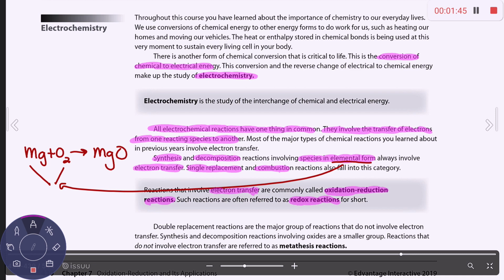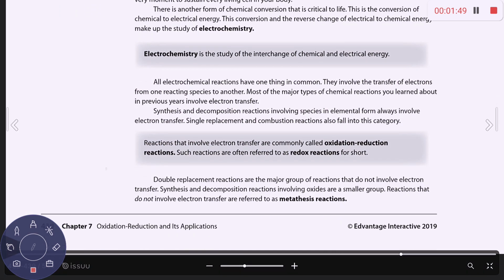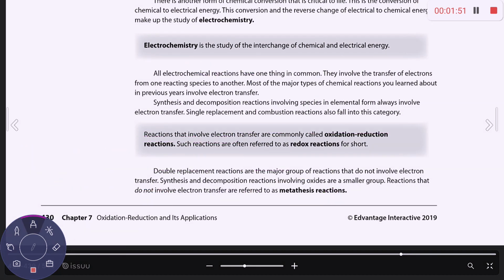Let's talk about double replacement reactions. So double replacement reactions do not involve electron transfer. Also, if you've got synthesis and decomposition reactions that have oxides, this is a smaller group. If you do not involve electron transfer, then that means you are a metathesis reaction. Take a look at the next page.